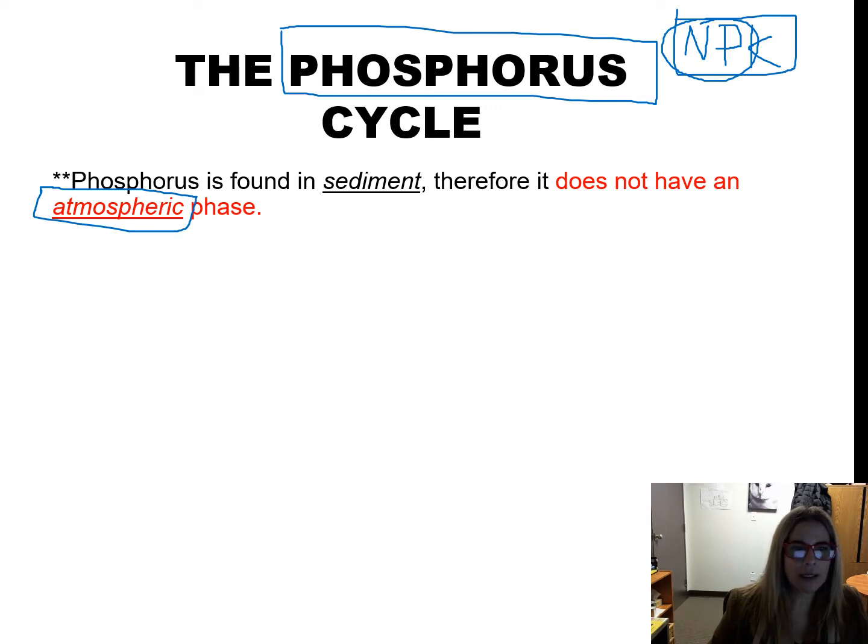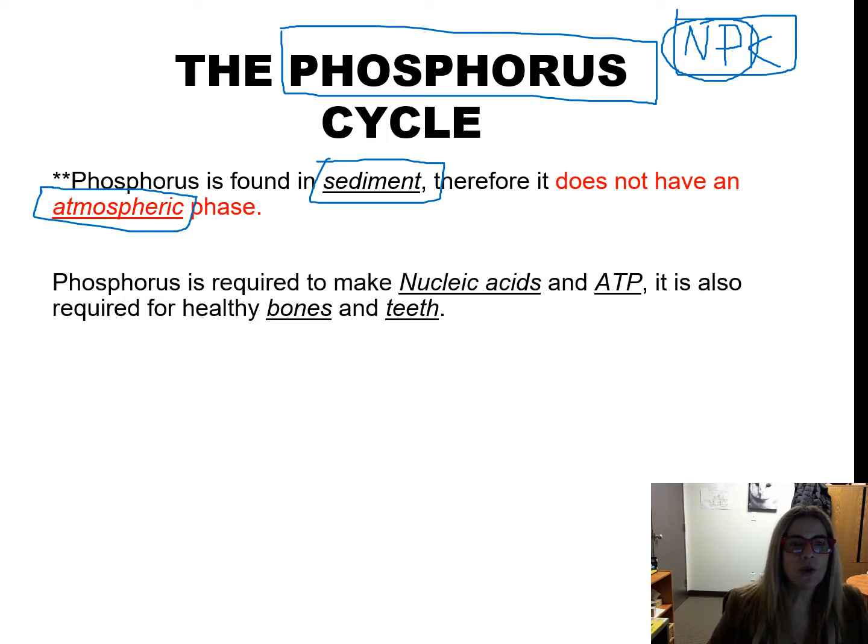Okay, so all of those have the atmospheric component. Phosphorus does not. Okay, so phosphorus, while it is an essential nutrient for all living things, is found in the sediment or in the soil. It does not have an atmospheric piece, right? And you guys know that from chemistry anyway. So phosphorus is an essential element in terms of plant life and animal life because it's required to make nucleic acids. It's required to make ATP, which of course is that essential metabolic energy molecule. It's also required for healthy bones, healthy teeth, etc. So phosphorus is very, very important for all living things.